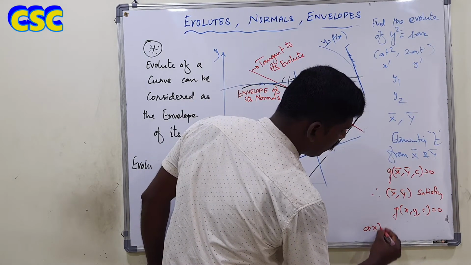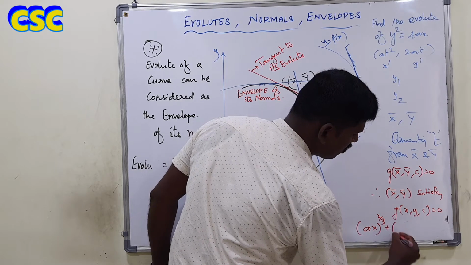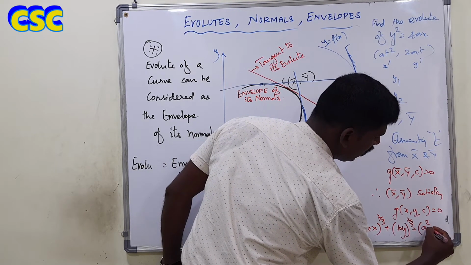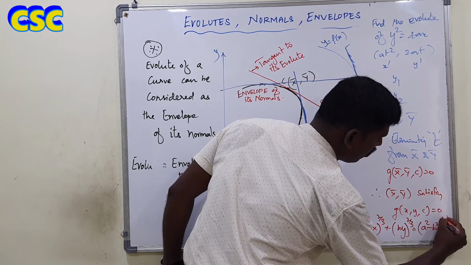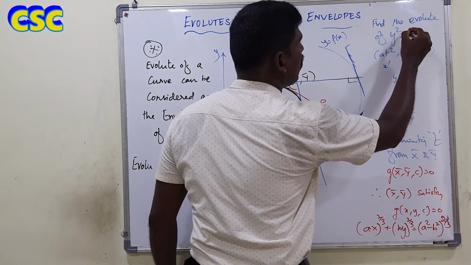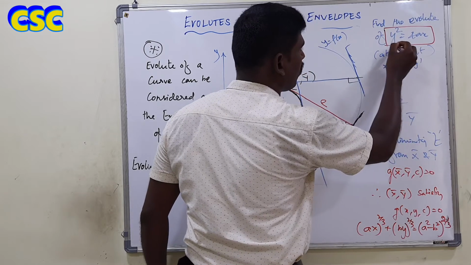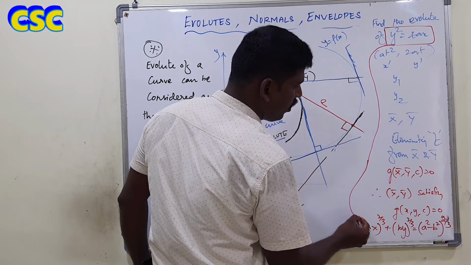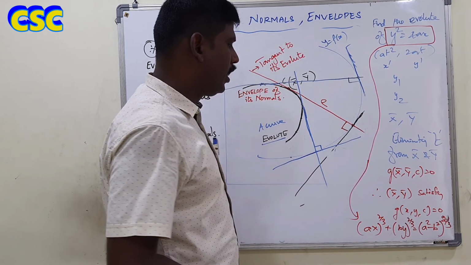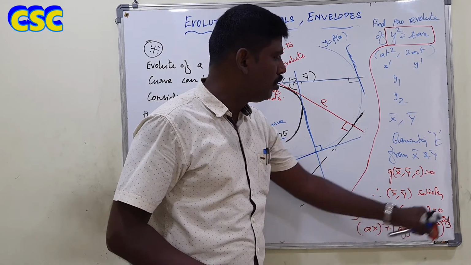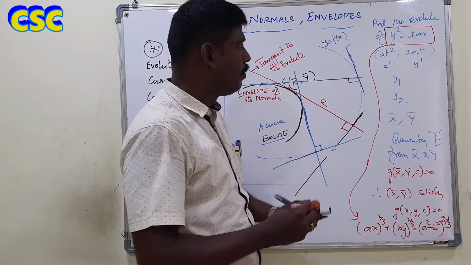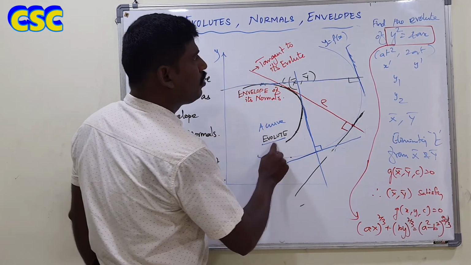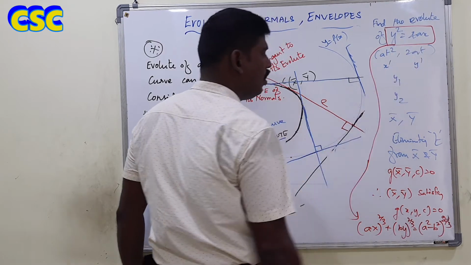This is nothing but ax power 2 by 3 plus by power 2 by 3 equal to a square minus b square to the power 2 by 3, right? What is the envelope? What is the evolute of the given curve? Based on the procedures, I have already found ax power 2 by 3 plus by power 2 by 3 equal to a square minus b square to the power 2 by 3. This curve is called the evolute of the given curve y square is equal to 4x.